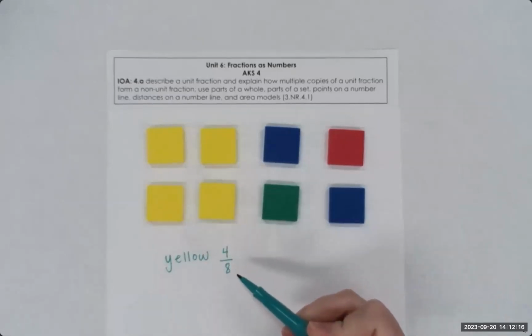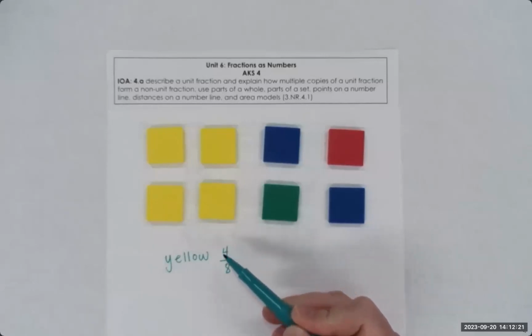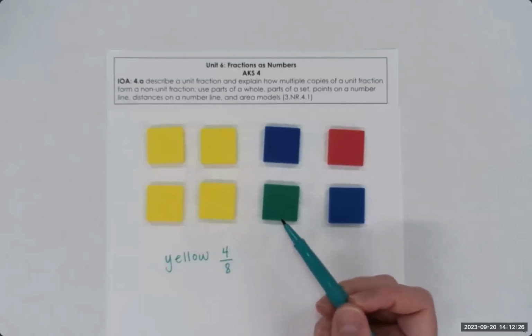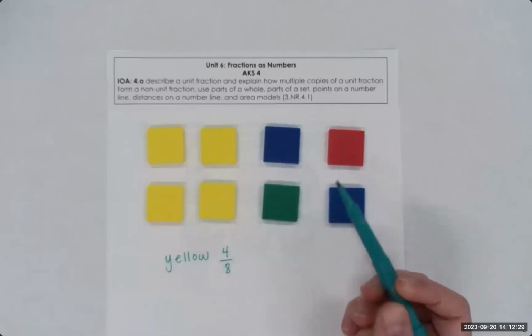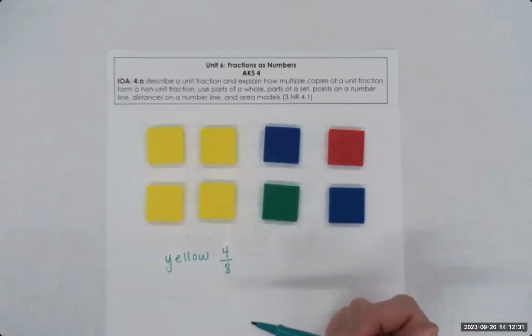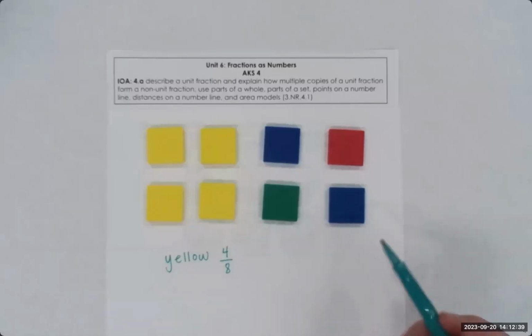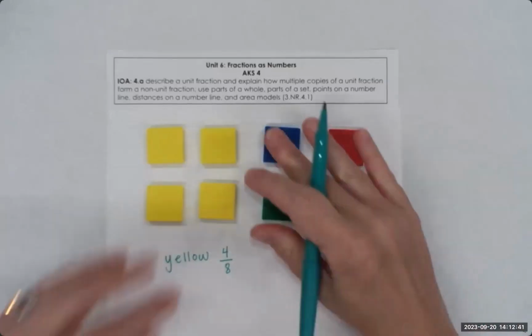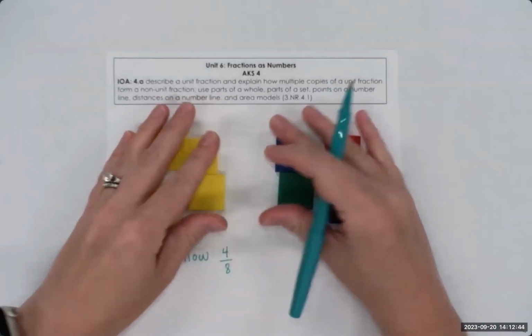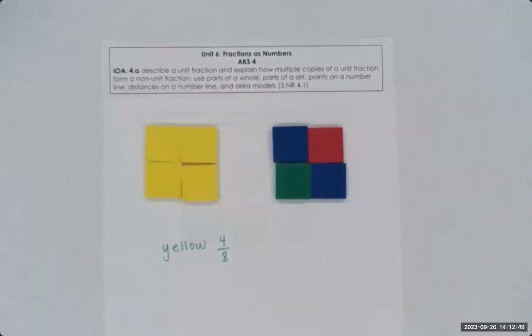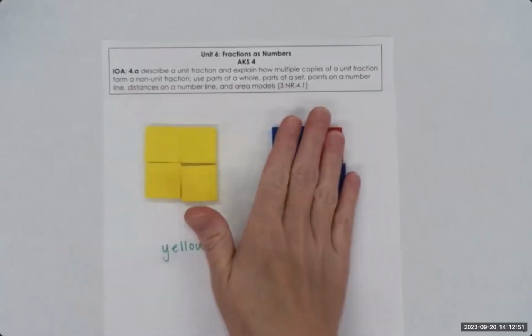So 8 represents the total number of objects in my set, or the total number of groups, and 4 represents the number that are yellow. I could write a fraction of how many are green, I could write a fraction of how many are blue, red, and so on and so forth. What is another way that I could use this set model to represent fractions? What if in this set I had 2 equal groups? I could take all of my objects and group them in these 2 groups.